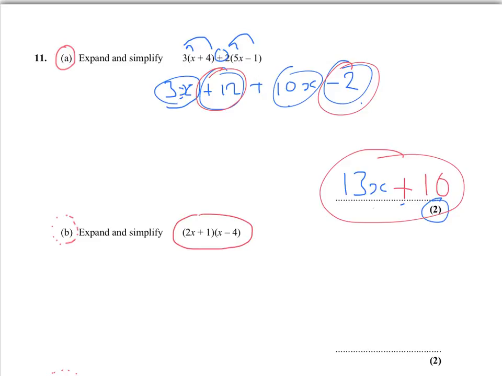Okay, the next one, expand and simplify with this. Well, this is one of those things that we haven't done in lessons officially, but we have done in the several revision sessions, and a lot of people ask me about it, and it is on the top 40, so you may well have looked it up.